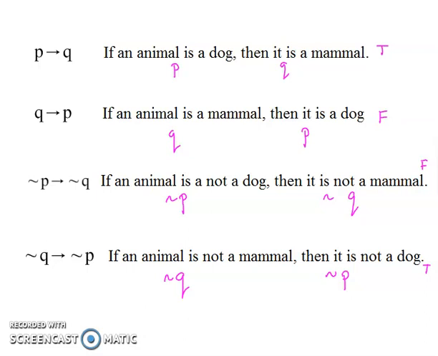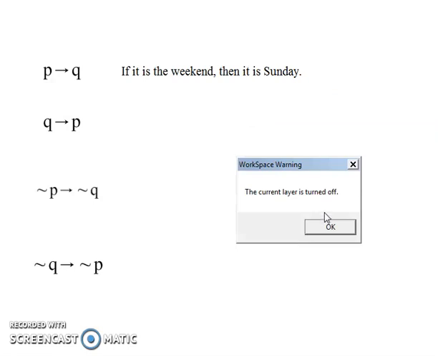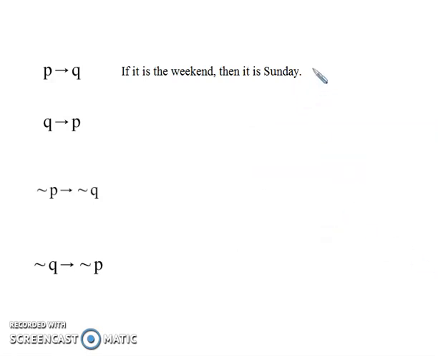So one more example. If it is the weekend, then it is Sunday. This statement is false. So we start with a false conditional. And if you want to pause the video here and write your examples and then see what the results are in just a second, now would be the time to do that.